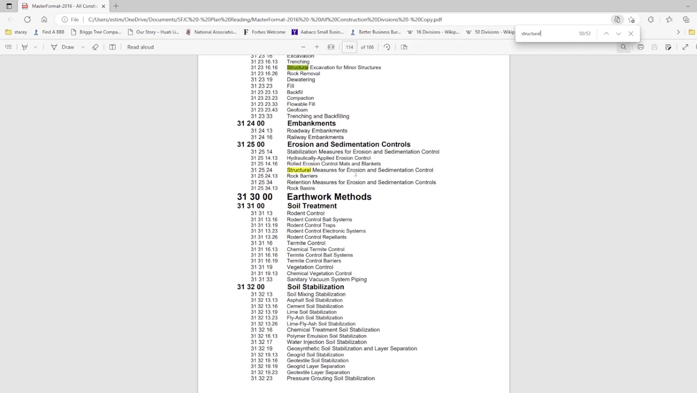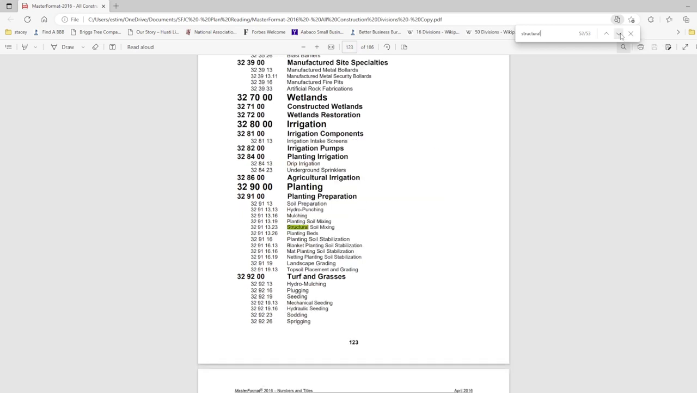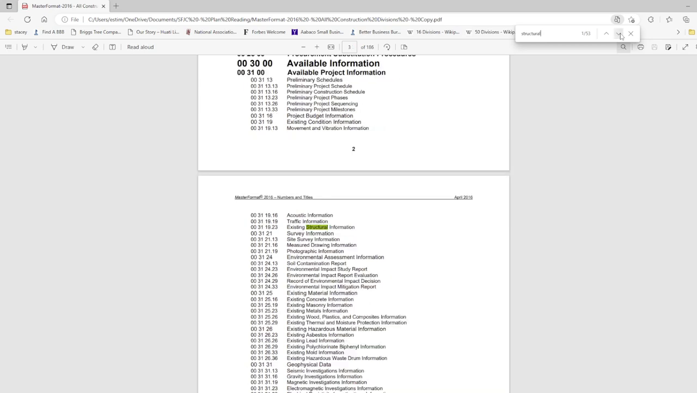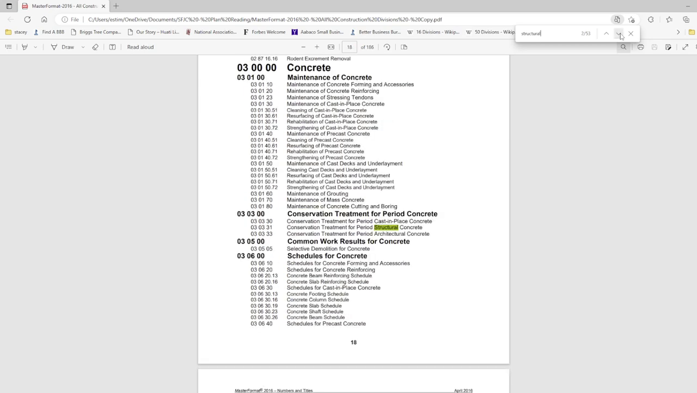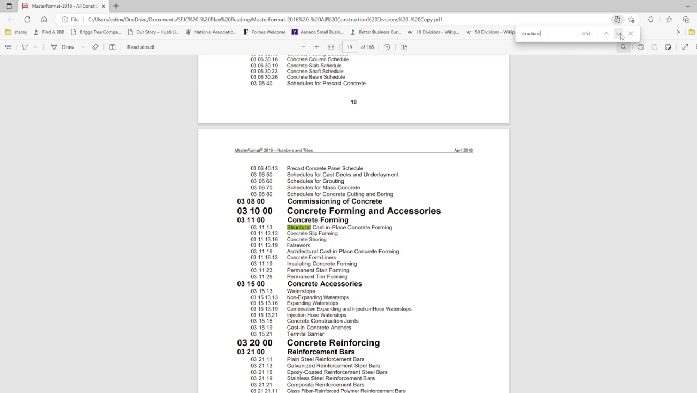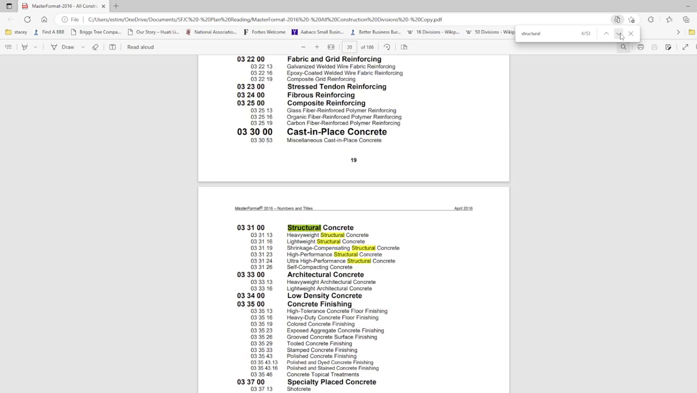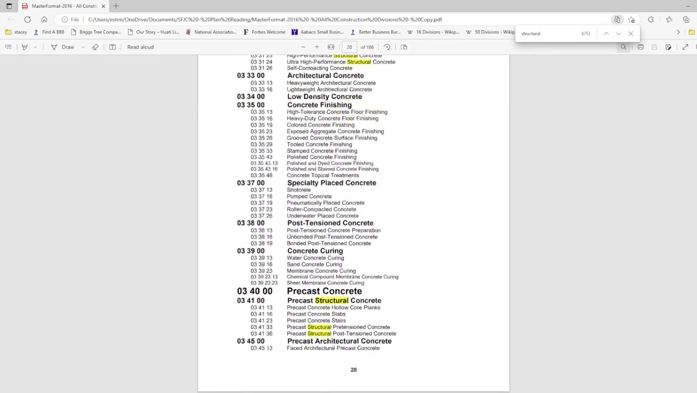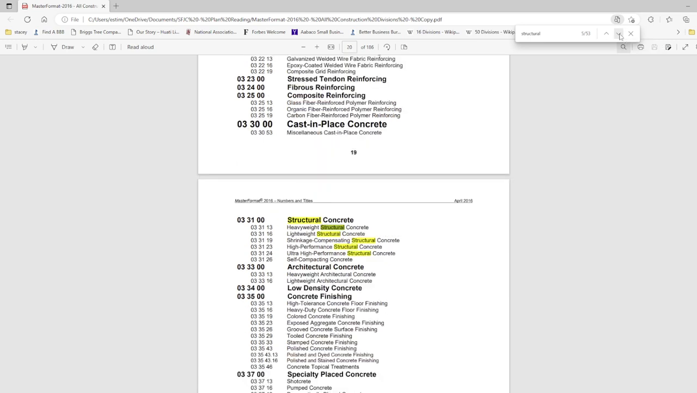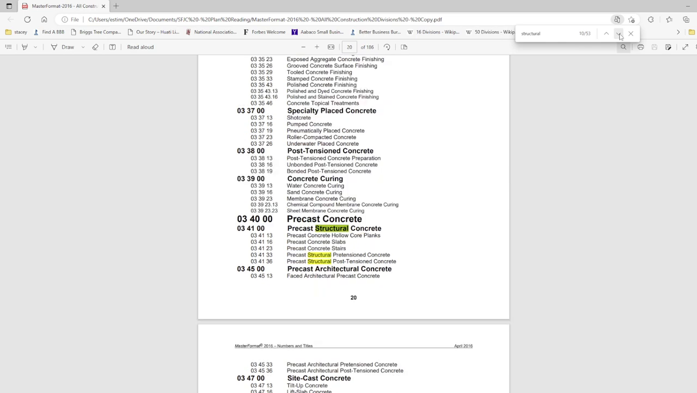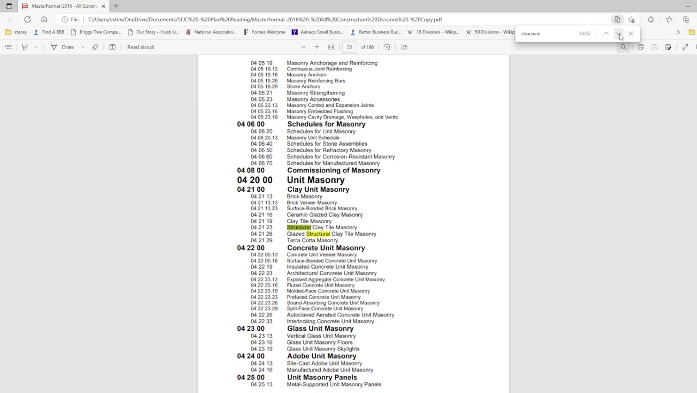Okay, 53. So let's see. Structural measures for erosion. No. Let's see where we get into. Existing structural information. Here we go. Structural concrete. So somewhere in 03, it's going to give us. Here we go. Structural cast-in-place concrete forming. And we're getting closer. Concrete reinforcing, I'm sure. Structural concrete, heavyweight. Let's keep going. Performance, okay. Precast concrete, structural concrete, structural clay tile masonry. Okay, now it took us to masonry. But concrete is 03.